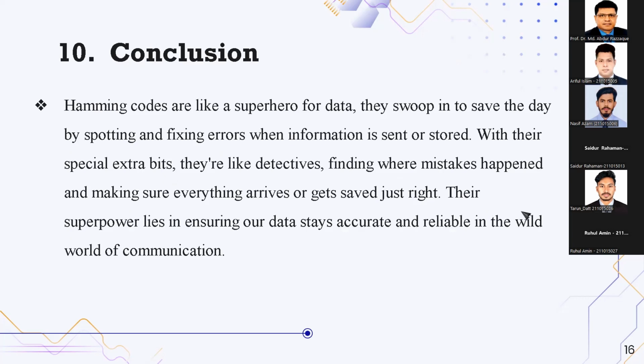Conclusion. Hamming codes are like a superhero for data. They swoop in to save the day by spotting and fixing errors when information is sent or stored. With their special extra bits, they are like detectives, finding where mistakes happen and making sure everything arrives or gets saved just right. Their superpower lies in ensuring our data stays accurate and reliable in worldwide communication.